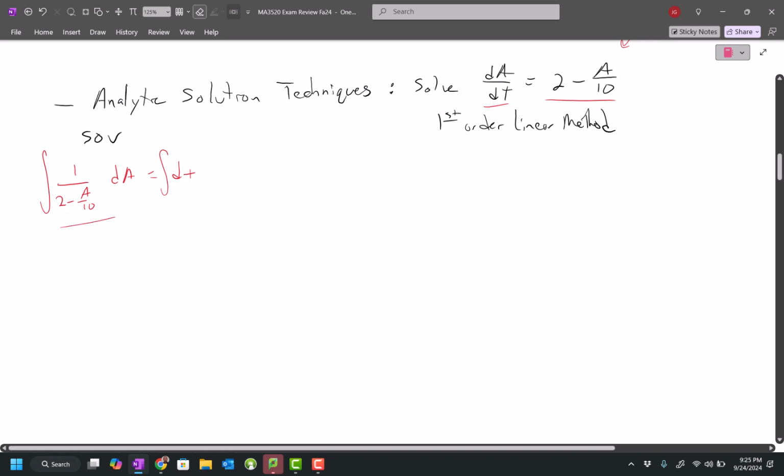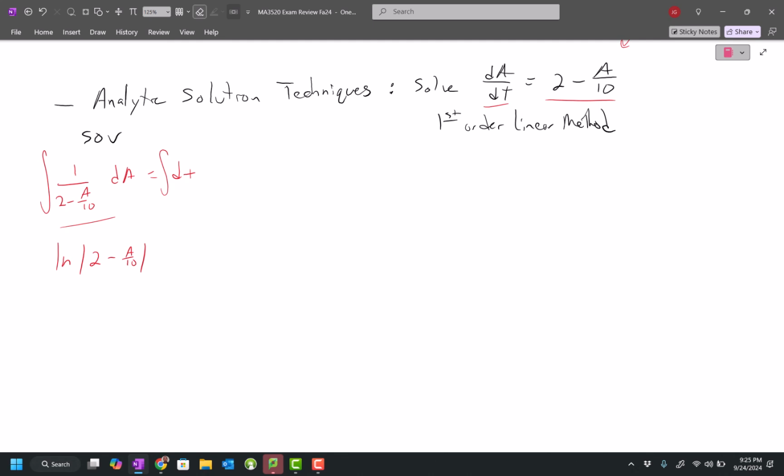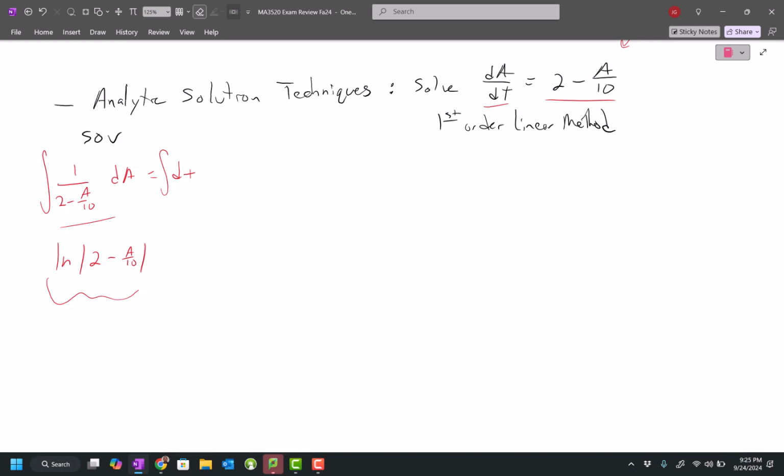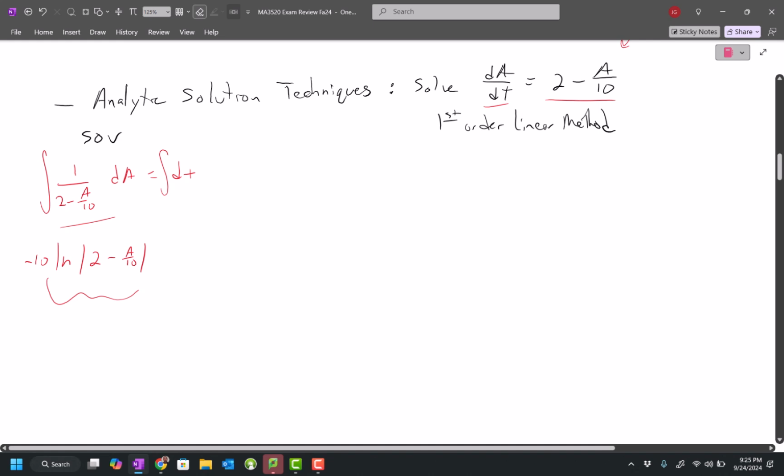Integrating on the left-hand side, well, I see an a to the first power in the denominator, and boy, that makes me think of the natural log of the absolute value of 2 minus a over 10. So that might be my initial guess. However, I always want to check myself with differentiation. If I took the derivative of this, I would get 1 over 2 minus a over 10 times the derivative of the inside function. The derivative of the inside function would give me a negative 1 over 10. That means I need to modify my guess by a negative 10 to cancel that factor.